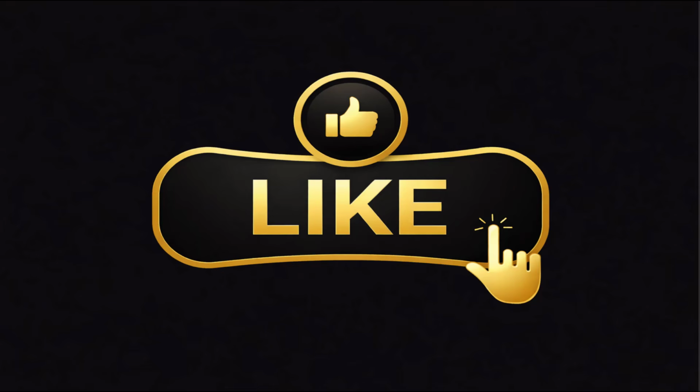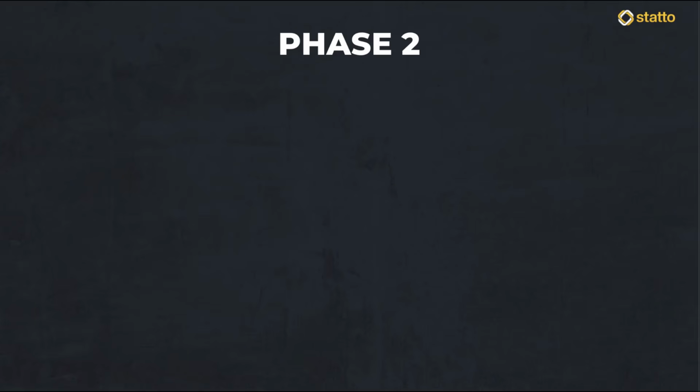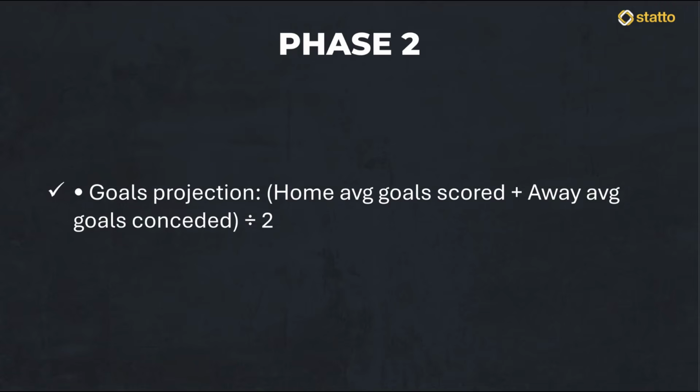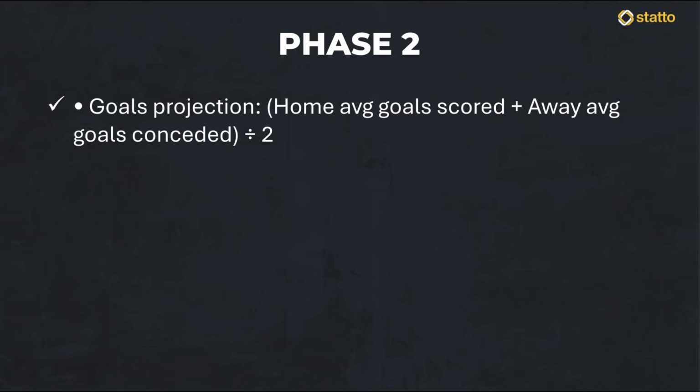Now we move into phase 2, which is where we project our expected goals. This is a mini lesson in how to smooth out the variance that football often throws at us. You see, goals often involve a degree of luck or elite finishing that isn't always repeatable, whereas expected goals, or XG, tell us the true quality of the chances being created.